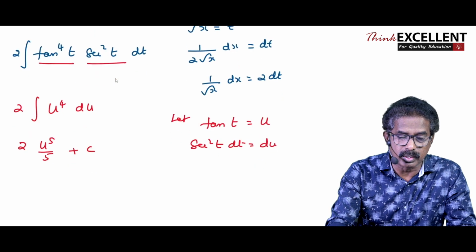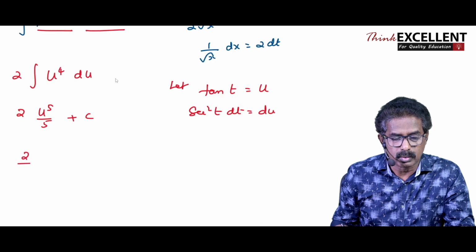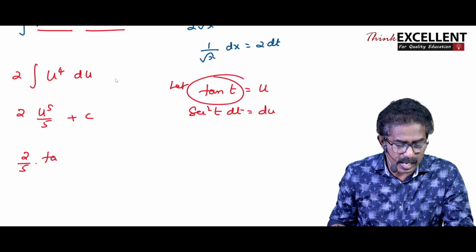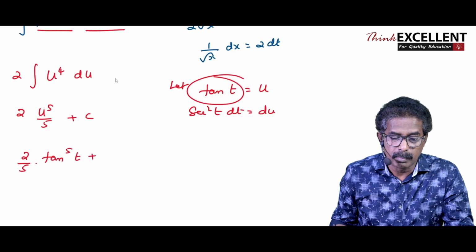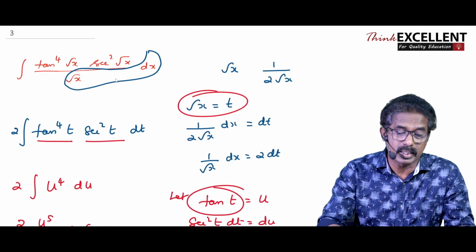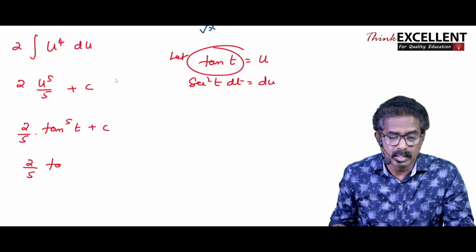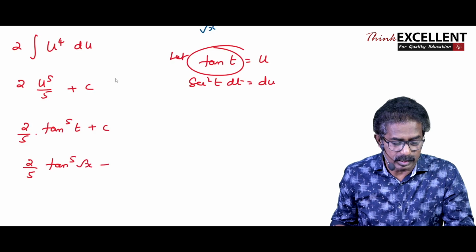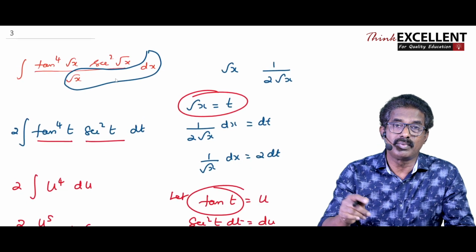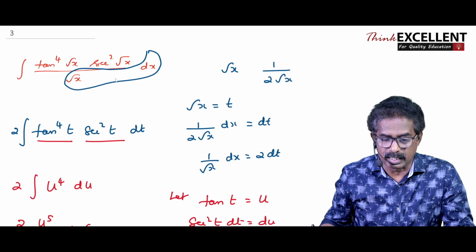Now give the value for u. But the final answer must be in x. So 2 by 5 into u raised to 5. What is the u value? So tan power 5 t comes. But this is not your final answer. In the answer, t should not come. t you replace by what? Root x. So in place of t, give root x. So the final answer is 2 by 5 tan power 5 root x plus c. Okay, hope you understood this. Substitution method, and here we are using 2 times substitution, right? Okay, now let's move on to another question.